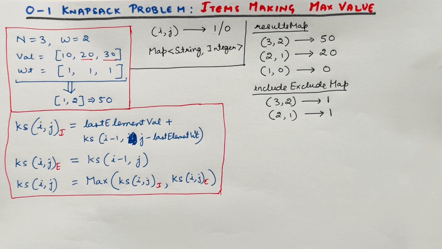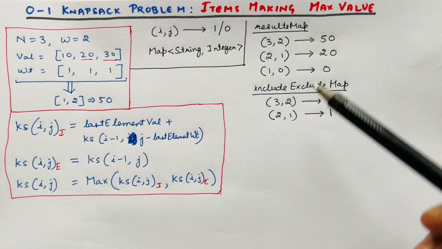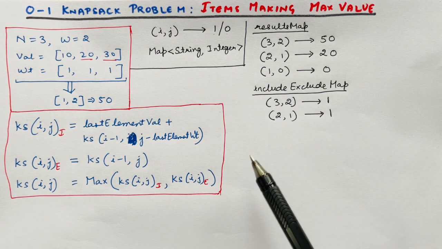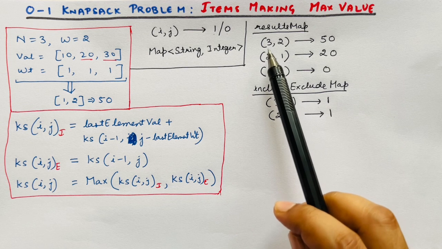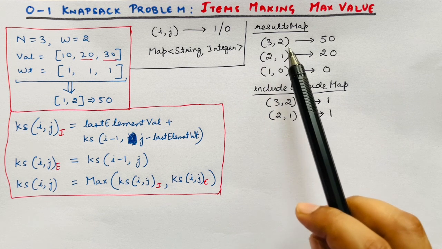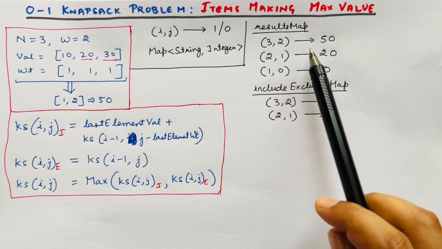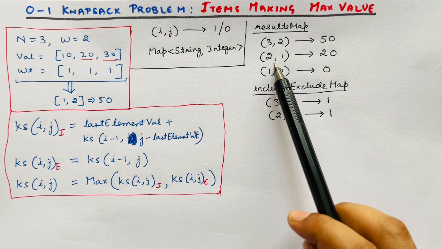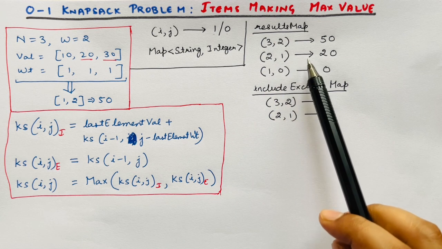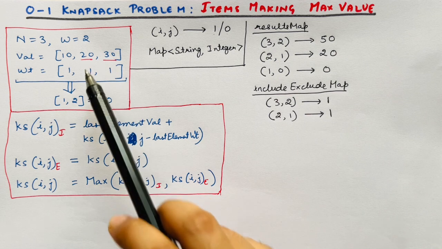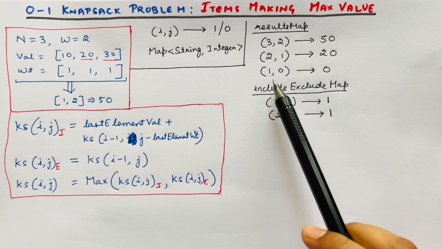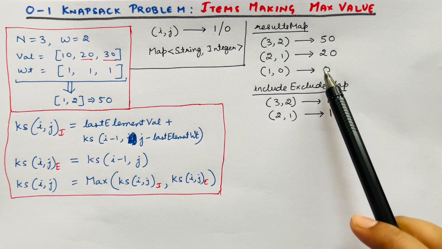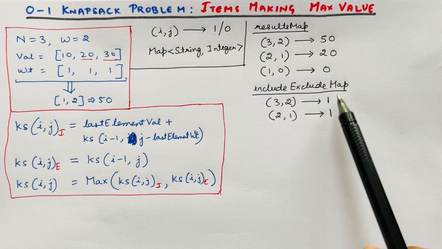Let us say that while going through the previous algorithm, we filled these two maps, the results map and this include-exclude map. What does this mean? That if we are considering the first three items and our capacity is 2, then the maximum value that we can obtain is 50. If we are considering the first two items and our capacity is 1, then the maximum value that we can obtain is 20. If we are considering the first item and our capacity is 0, then the maximum value that we can obtain is 0. And what does this map denote?